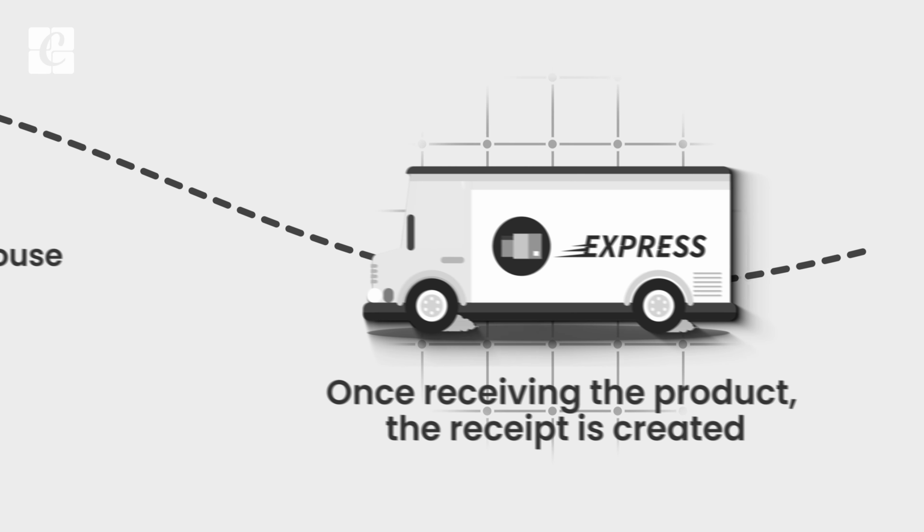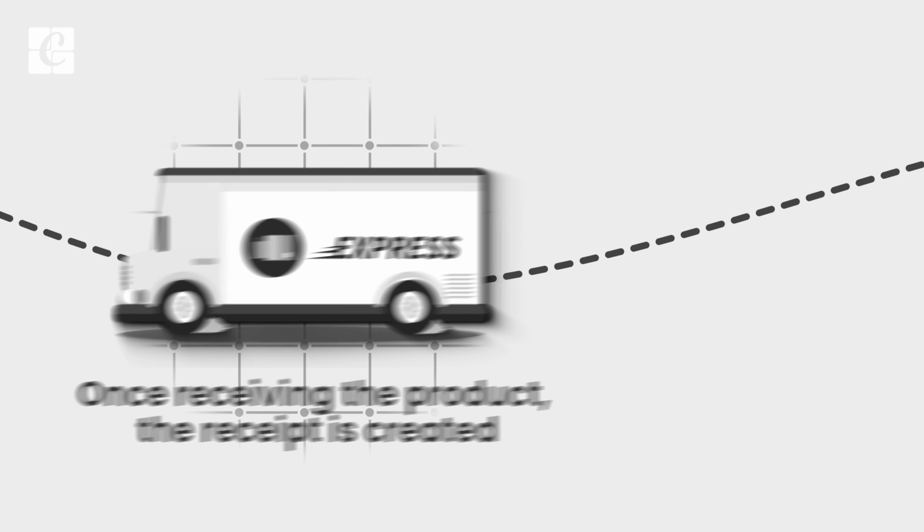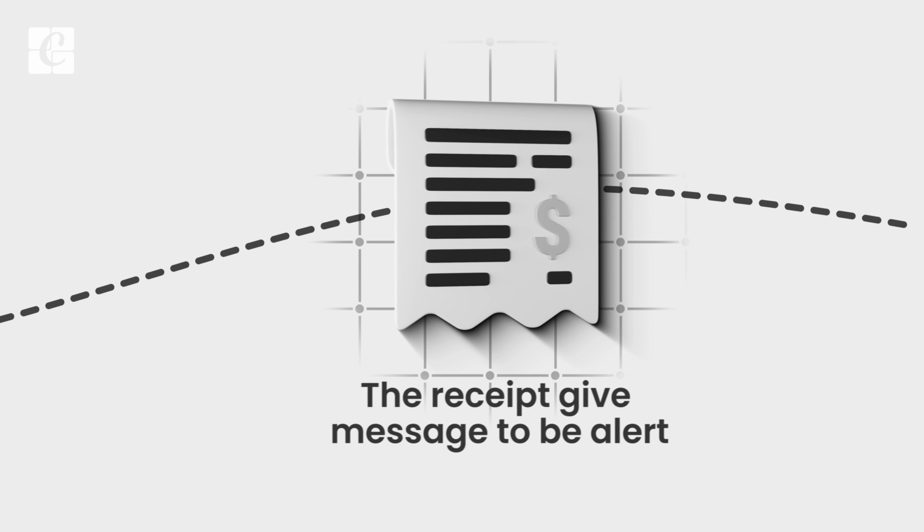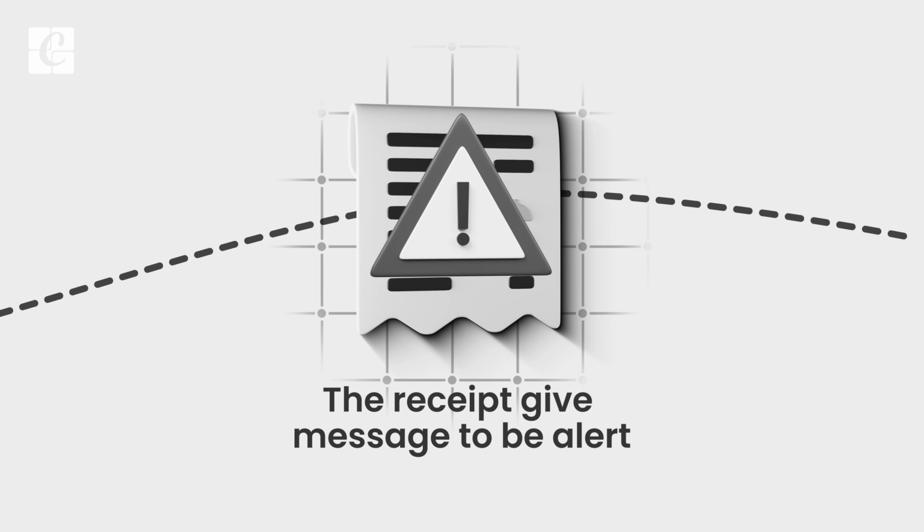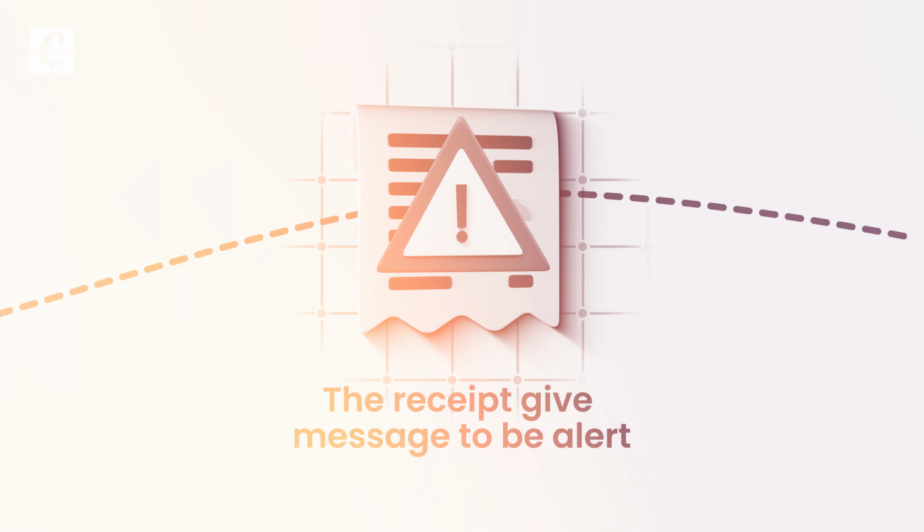It actually means, in simple terms, the stock is coming into your warehouse. So once you are receiving the product, the receipt is created. The receipt is giving you a message: please be alert, the stock is coming into your warehouse. It usually happens once you are buying a product from a vendor or receiving raw material, or we can say the customer is giving a return product to you.